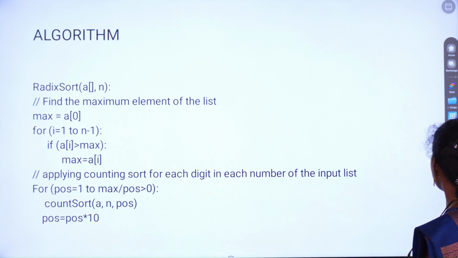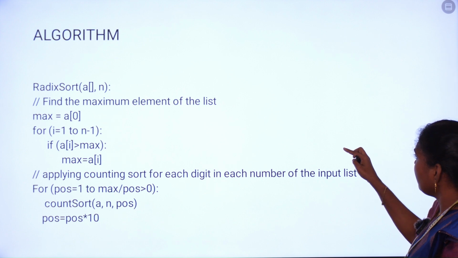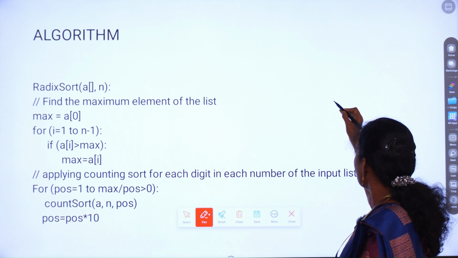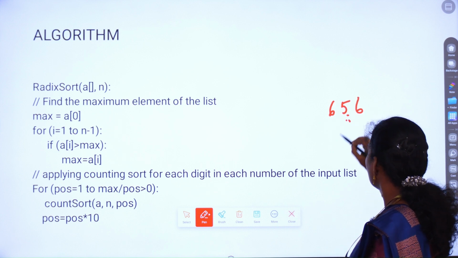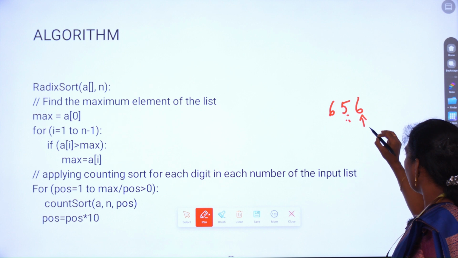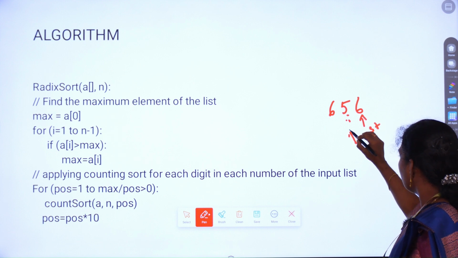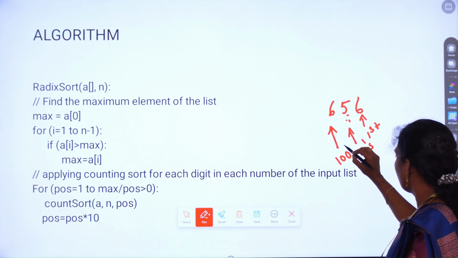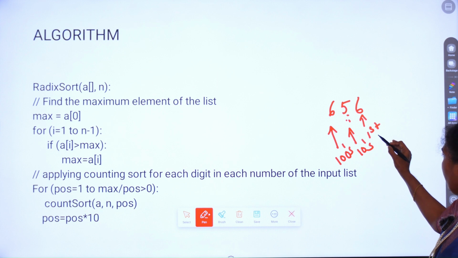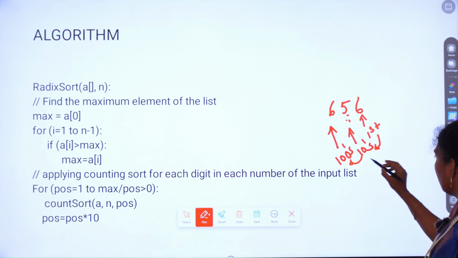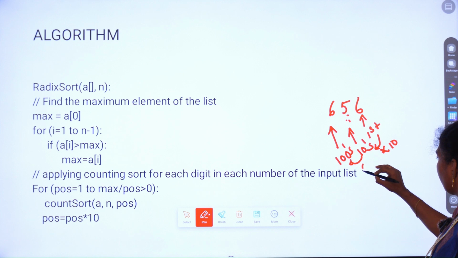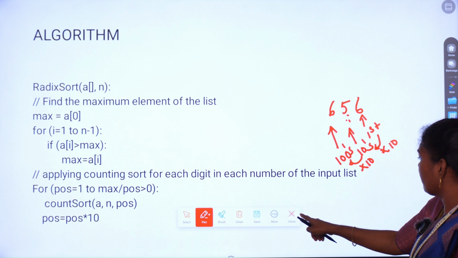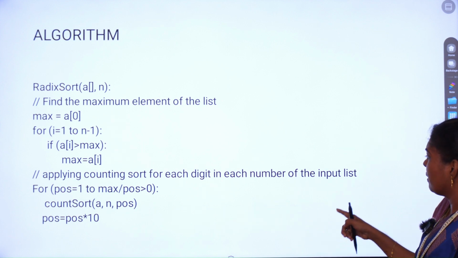For example, okay, this is one element. It's 5, 6. Okay, this is the 1's place. This is the 10's place. This is the 100's place. Correct? So every element moves by multiplying by 10. Okay, pos means position of the element.